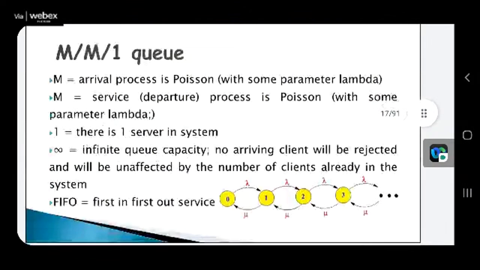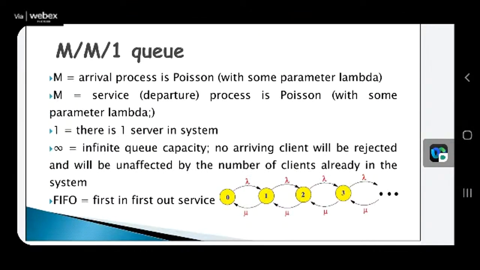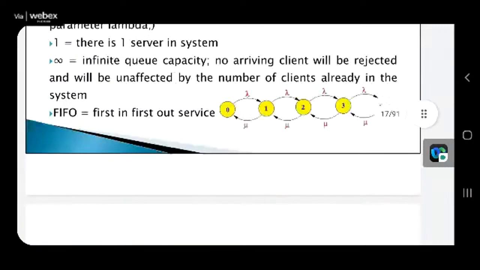So first thing, this I already explained. M because the arrival process is Poisson. Again M because service is also Poisson distributed. 1, so I am taking only one server in the system. Infinity means infinite queue capacity, that means I don't limit. Whoever comes first will get served first. So this is about M/M/1.